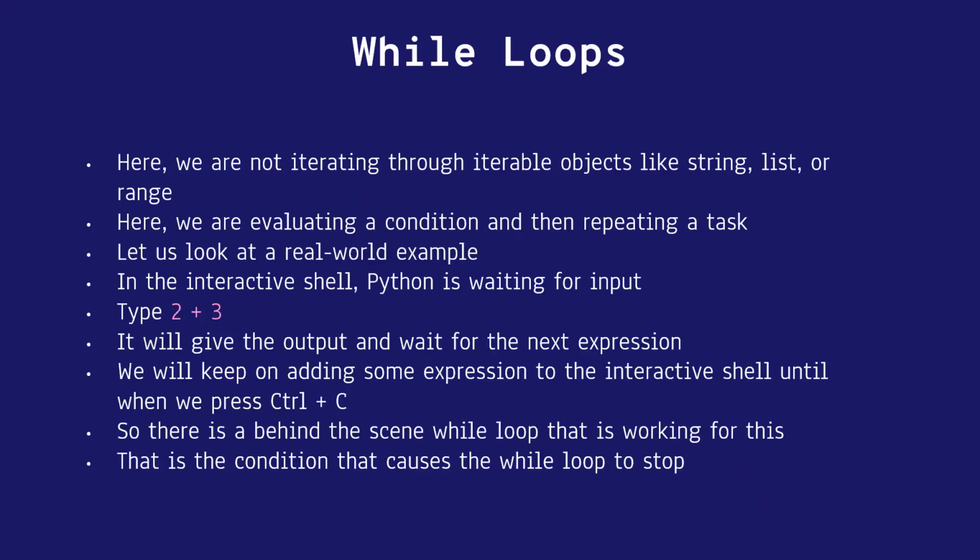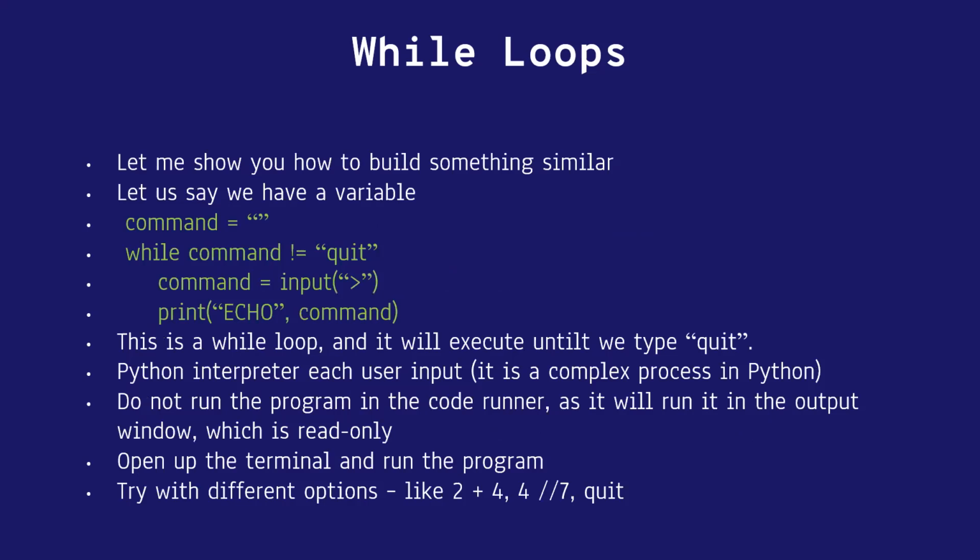Here, we are not iterating through iterable objects like a string, list, or range. Here, we are evaluating a condition and then repeating a task. Let us look at a real-world example. In the interactive shell, Python is waiting for input. If you type 2 plus 3, it will give the output and wait for the next expression. We will keep on adding expressions to the interactive shell until we press Ctrl plus C. So there is a behind-the-scenes while loop working for this, and that is the condition that causes the while loop to stop. Let me show you how to build something similar.